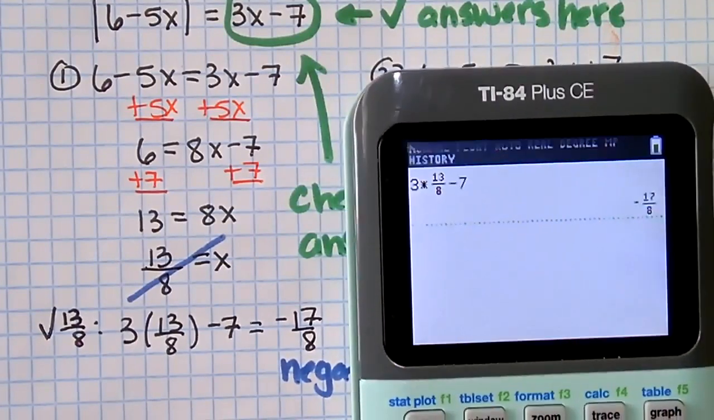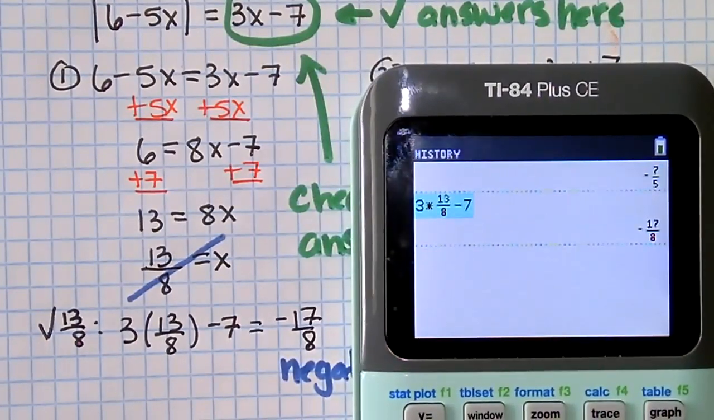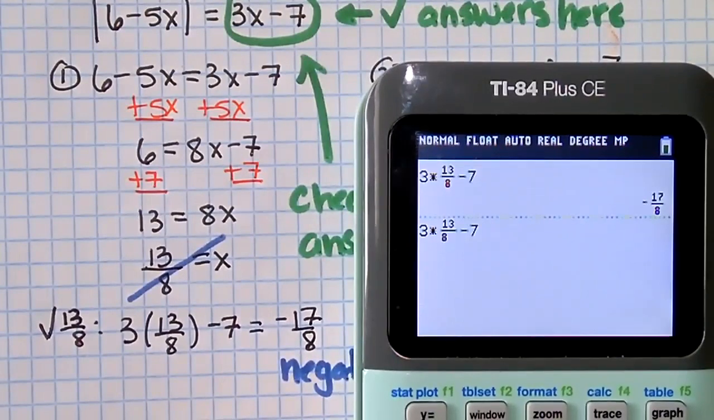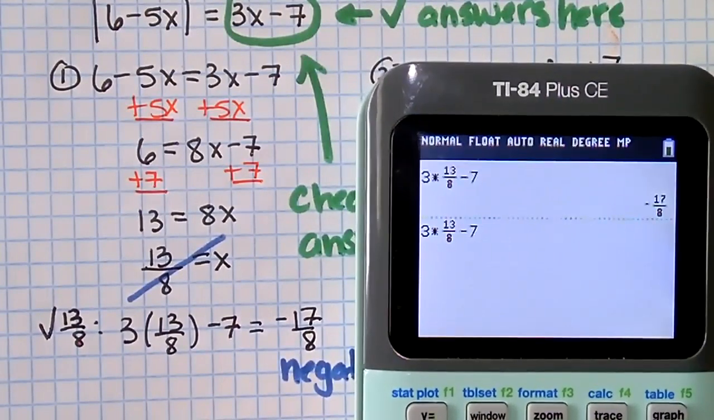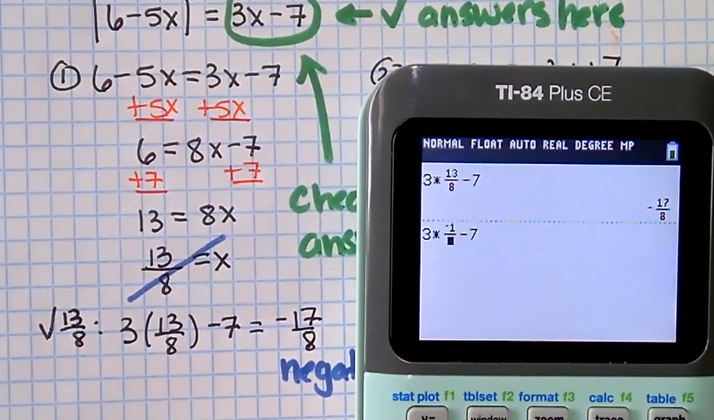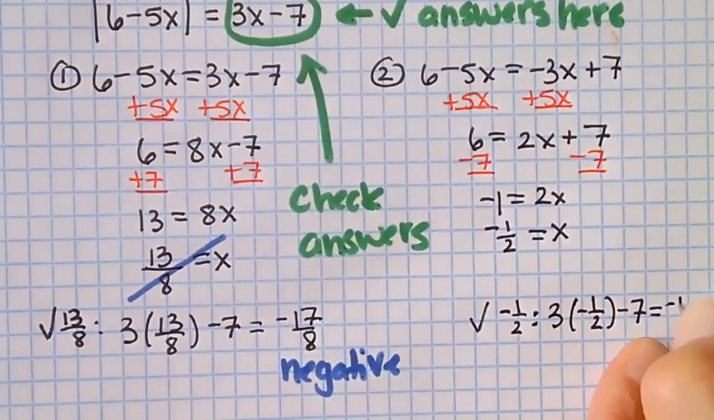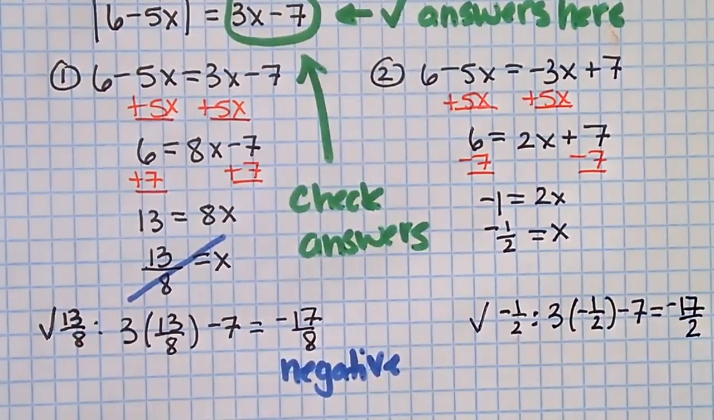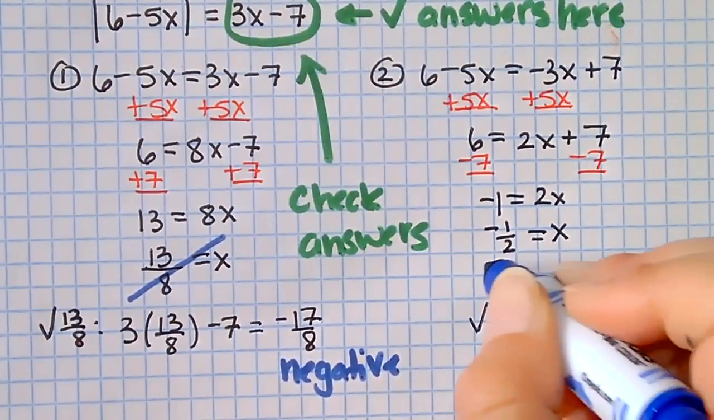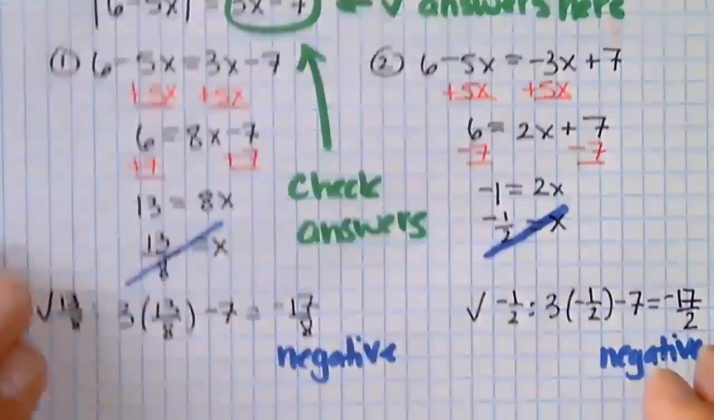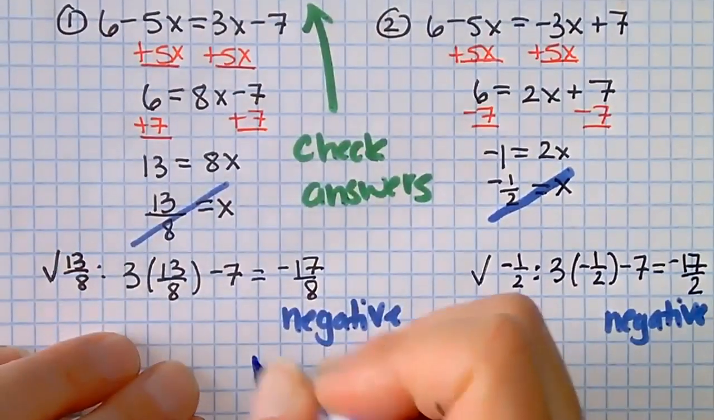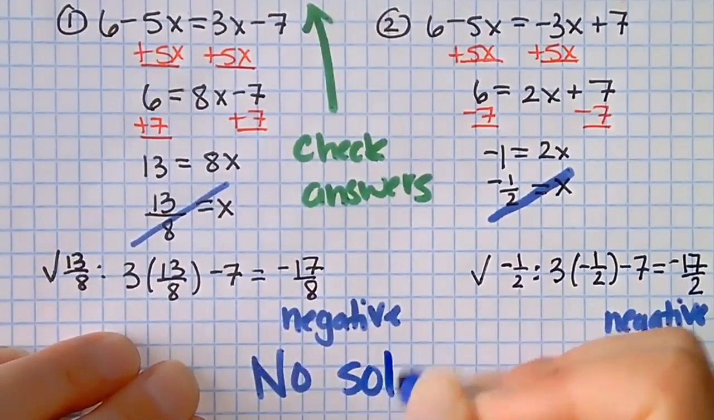Okay. So let me just come up here. Snag this. And I'm going to change this to a negative 1/2. And I get a negative 17/2. So this is equal to a negative 17/2. So again, this one happened to be negative also. So that means this is not a solution. So my final answer, no solution.